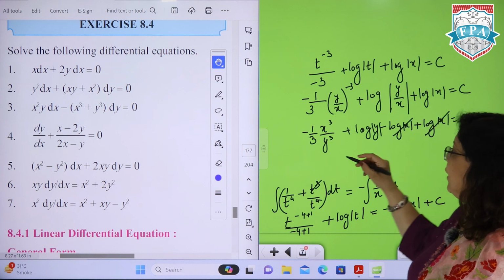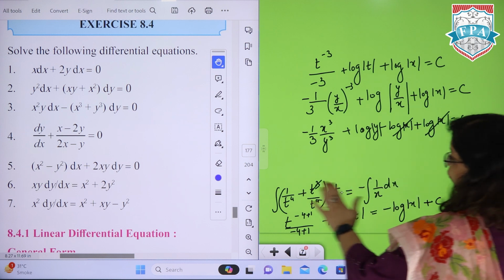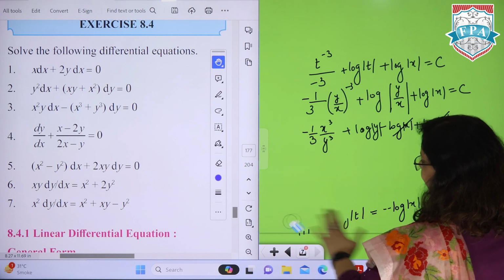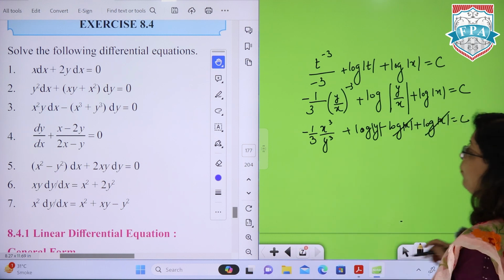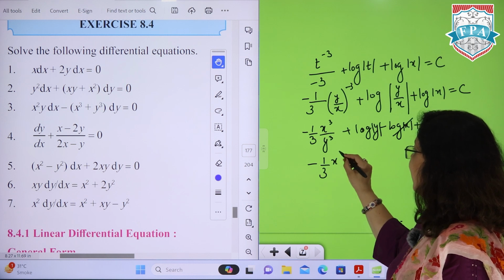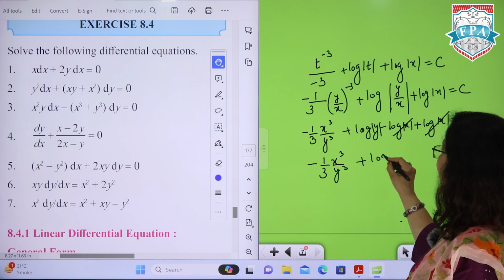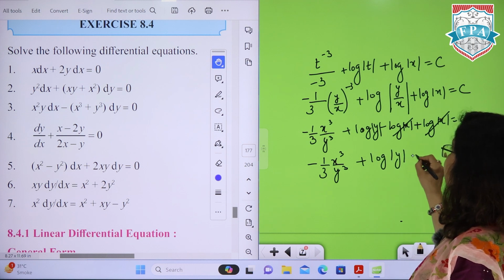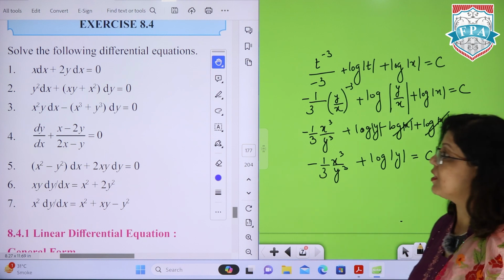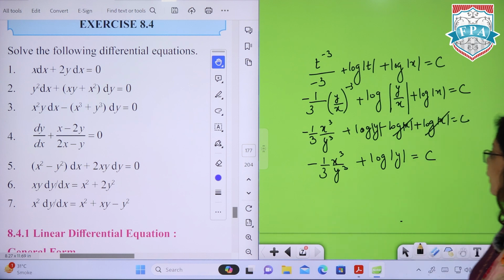So finally, we come across a term, and you can write this here: minus 1 by 3 x cube by y cube plus log y is equal to c. So you can leave the answer over here. This is the general solution because they are not asking for the particular solution.